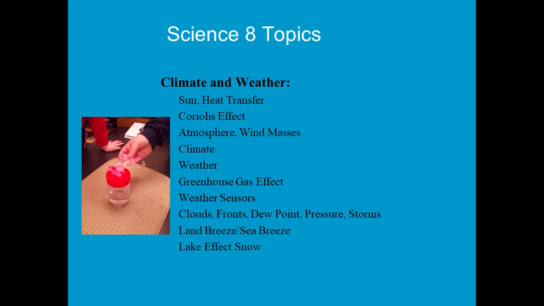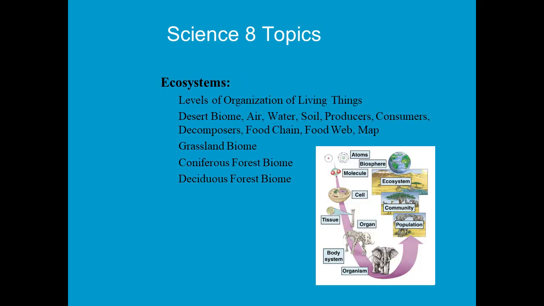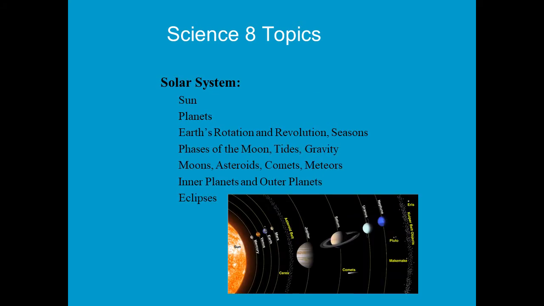Towards the end of the year, we're talking about climate and weather, cold fronts and warm fronts, dew point pressure, land breezes, sea breezes. We also talk about the solar system at some point in time. We're talking about different types of ecosystems and the organization of living things. And with the solar system, we'll talk about the sun and planets, asteroids, comets, moons.